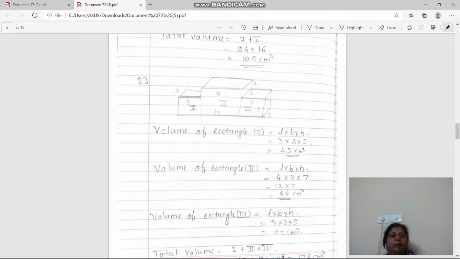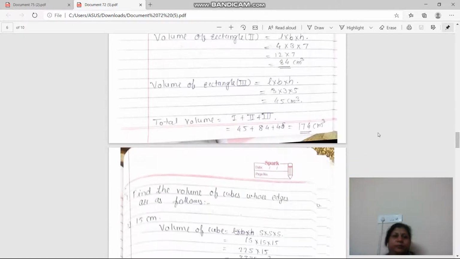Then volume of the third cuboid, up to this it is 3. 5 and 3. 3 into 5 into 3. 3 3s are 9, 9 5s are 45 centimeter cube. Now next. Total volume is equal to volume of first cuboid, volume of second cuboid and volume of third cuboid. So 45 plus 84 plus 45. It is 174 cubic centimeter. Right? Now next.